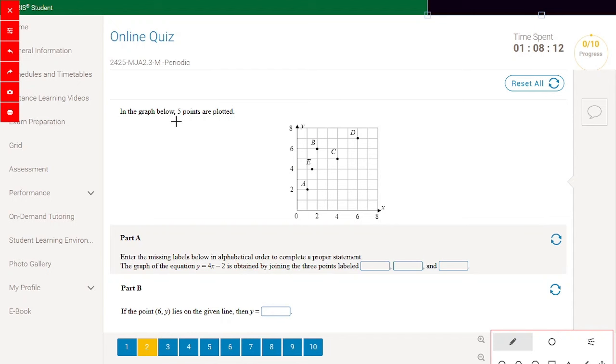In the graph below, 5 points are plotted. So first let's get the coordinates of these points. For point A, the coordinates of point A are 1, which is x, and y is 2. B will be 2 and 6. C will be 4 and 5.